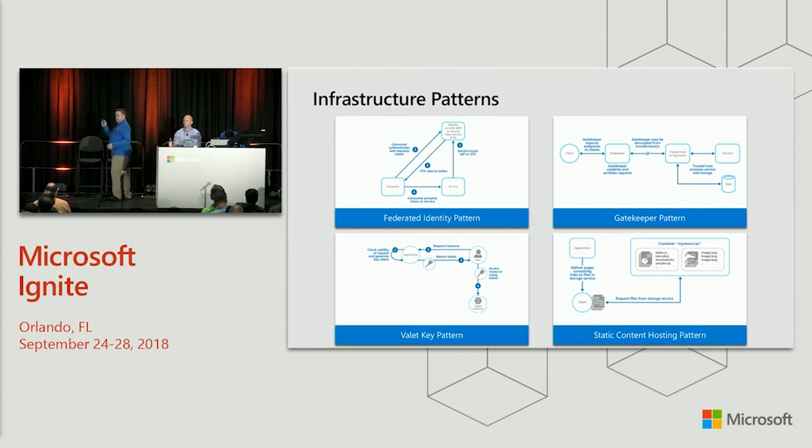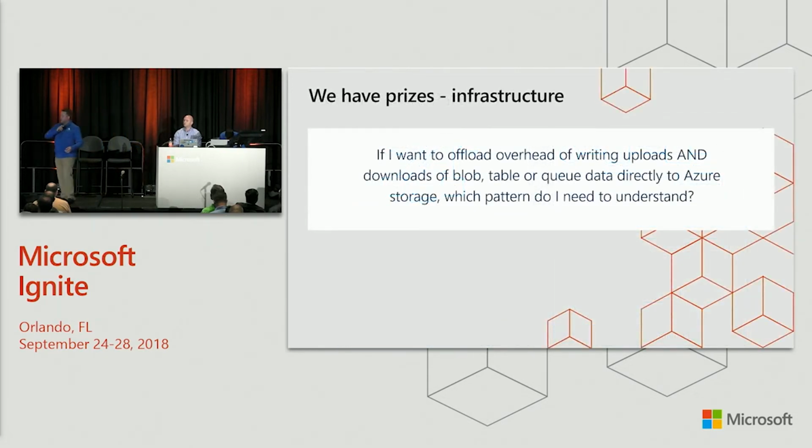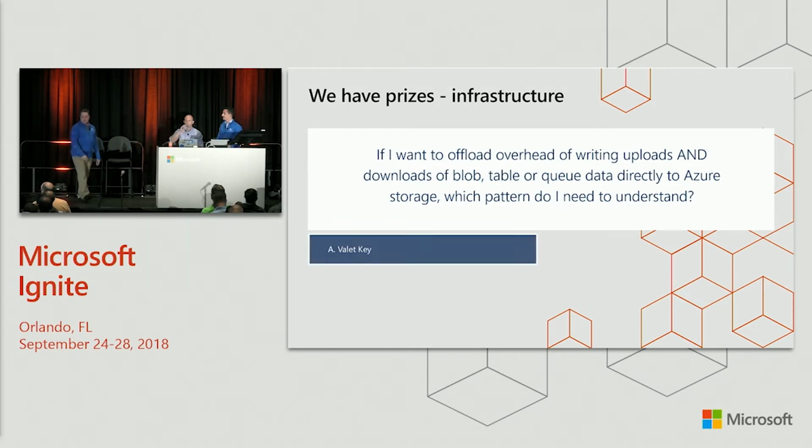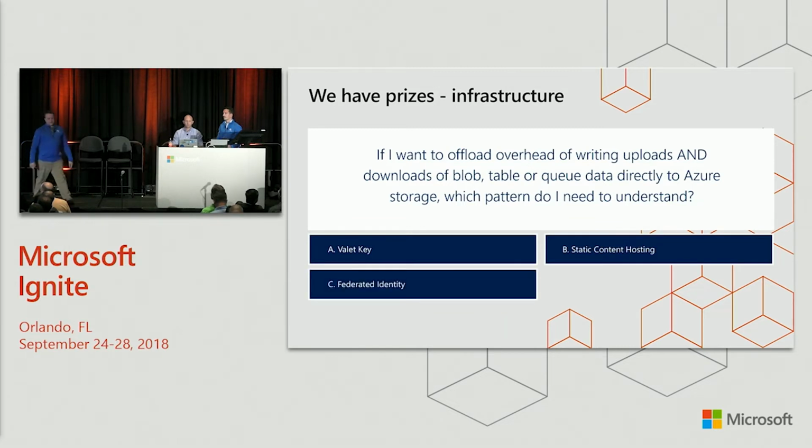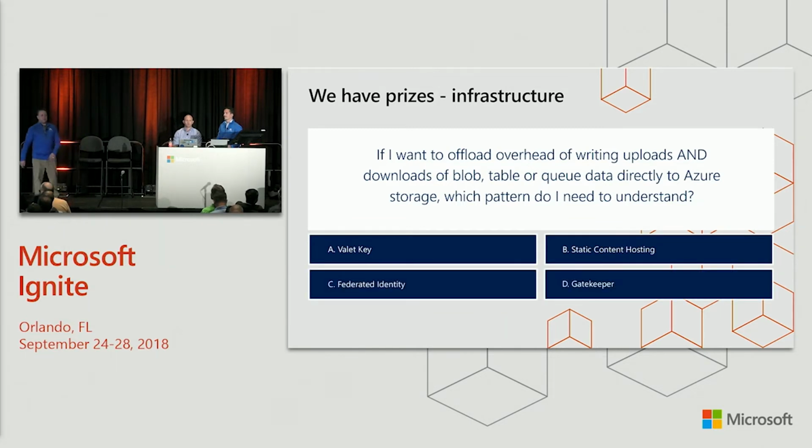Okay, so next piece, we've got another prize set. So if I want to offload the overhead of writing uploads and downloads of blob, table or queue storage directly to Azure Storage, which pattern do I need to understand? Is it valet key, static content hosting, federated identity, or the gatekeeper? Any hands up?